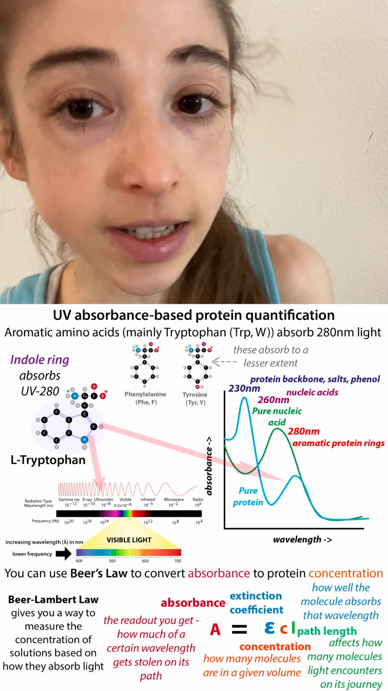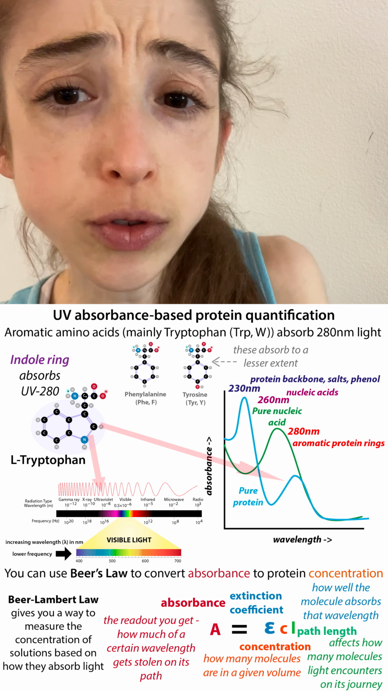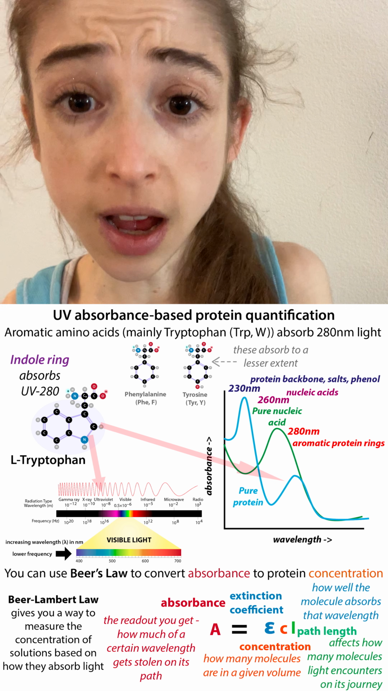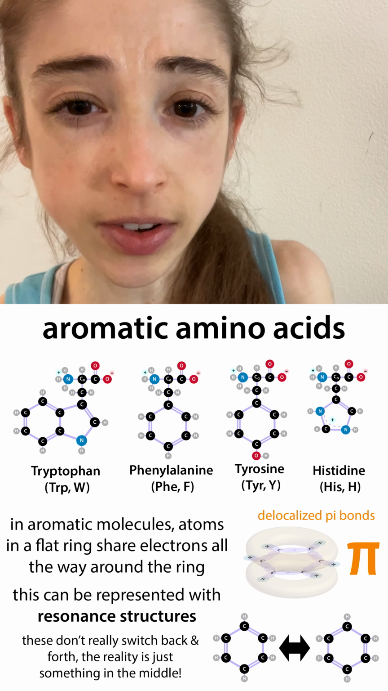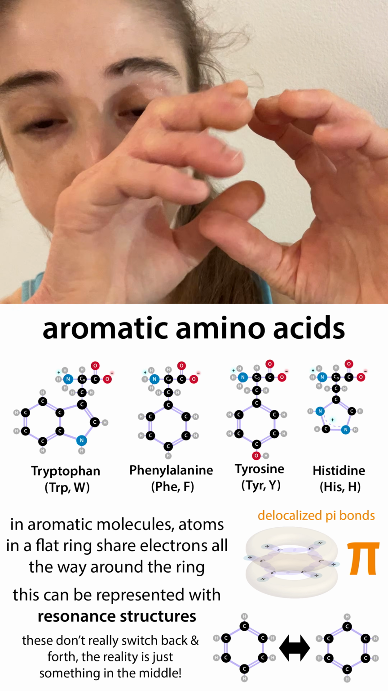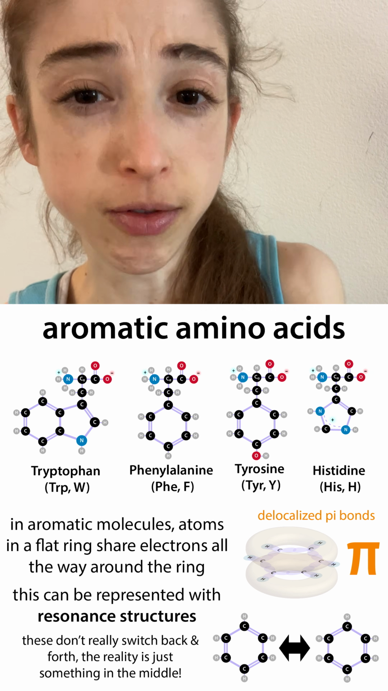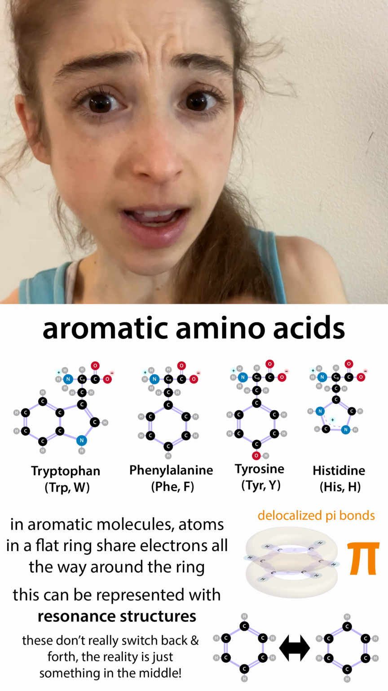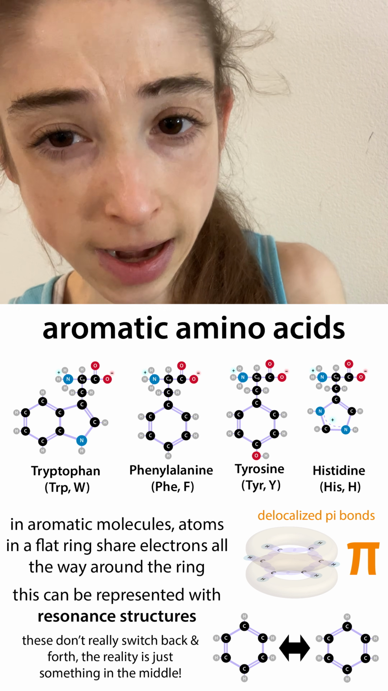Tryptophan, and to a lesser extent tyrosine and phenylalanine and histidine, are able to absorb UV280 light because of a property called aromaticity. So what these amino acids have in common is that they have these aromatic rings, so they've got these ring structures in which the electrons are actually being shared throughout. So you've got this electron resonance, and it's happening in a ring, and so when we have molecules with this property, we call them aromatic.